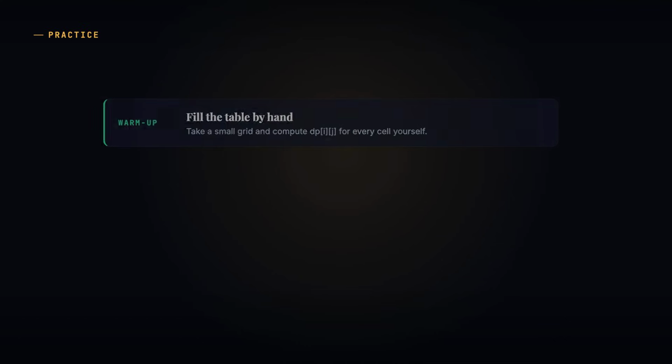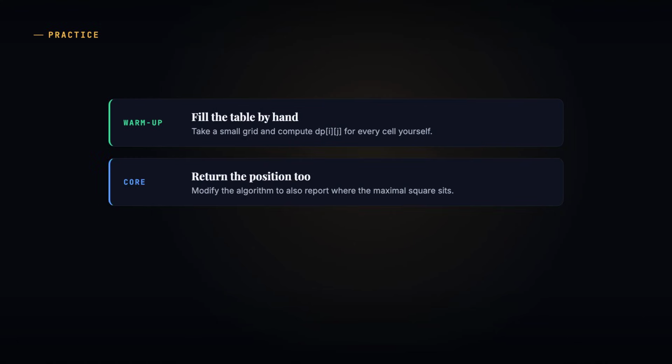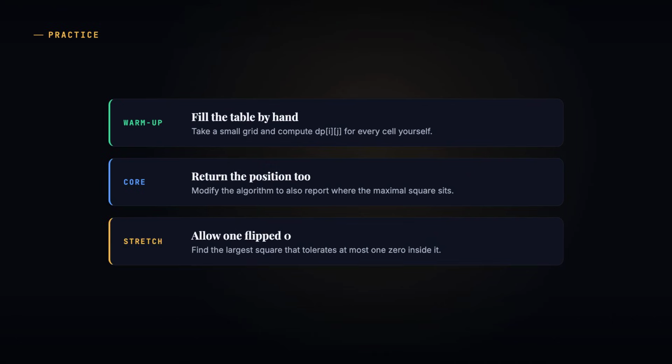Before you go, 3 things to try. Warm up. Fill the dp table for a small grid by hand. Core. Modify the algorithm to also return the position of the maximal square. Stretch. Find the largest square that allows at most 1 zero inside it. A relaxed version of the same idea.